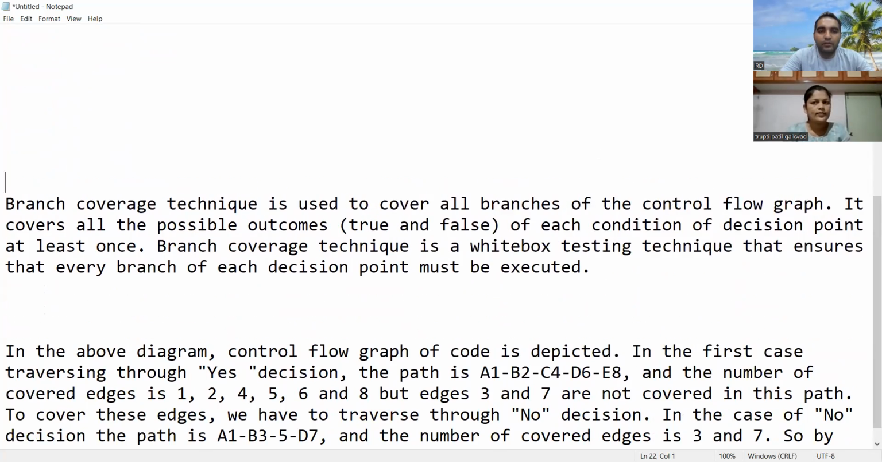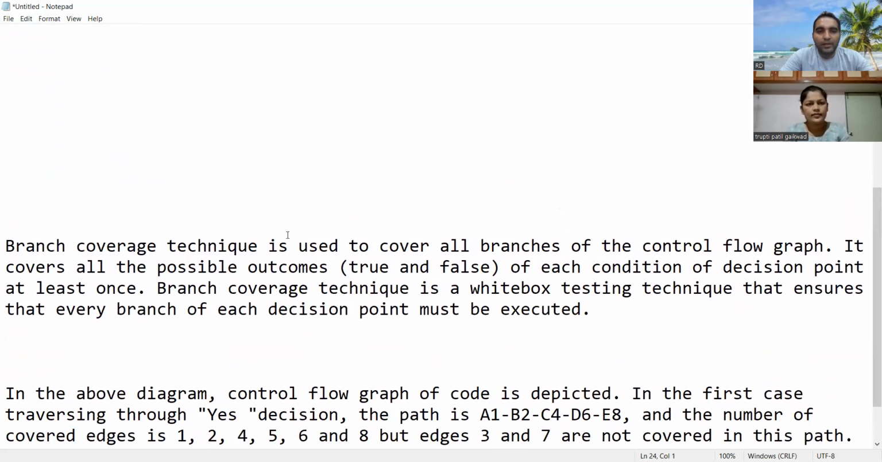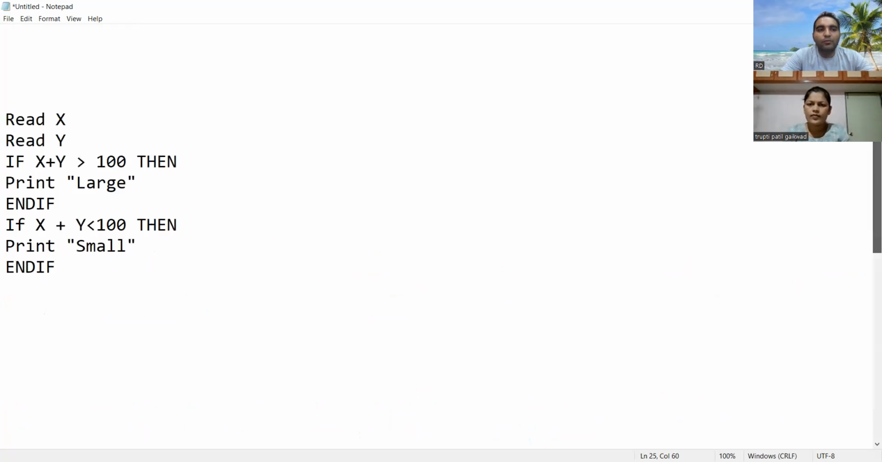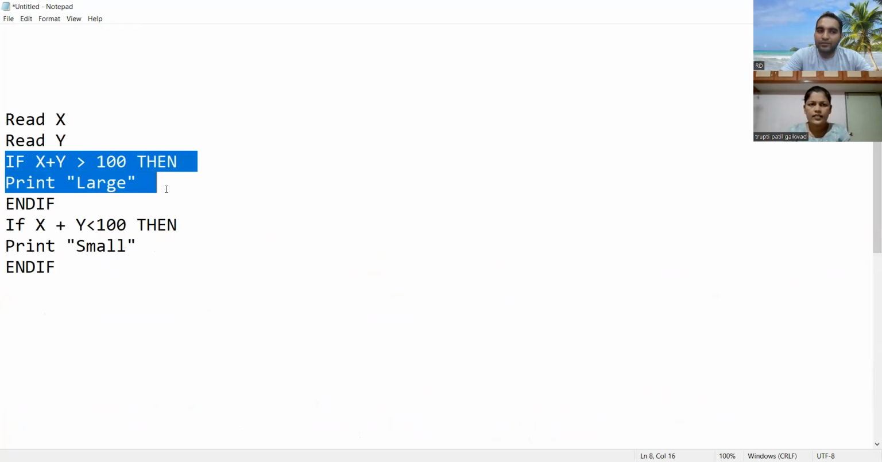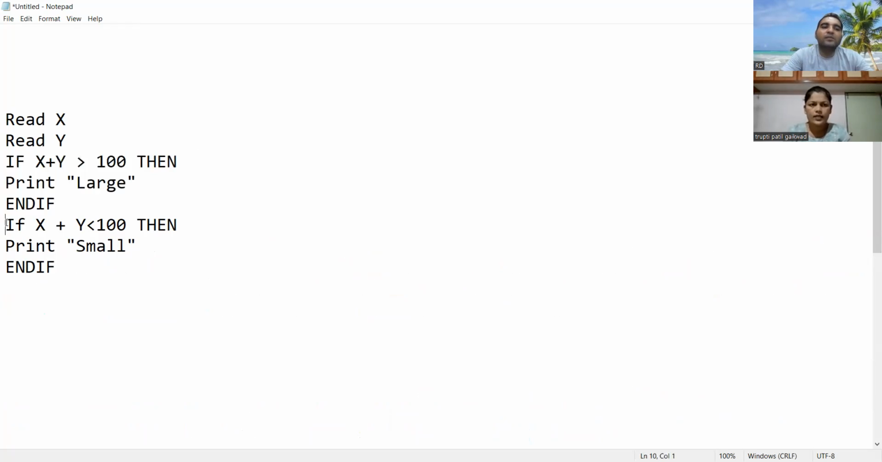First we will learn the theoretical aspect. Branch coverage is a white box testing technique used to cover all the branches of the control flow graph. It covers all the possible outcomes, true and false. Now, what is the decision point over here? If x plus y is greater than 100, then print large. And if x plus y is less than 100, then print small. So this is the decision, greater than, less than.